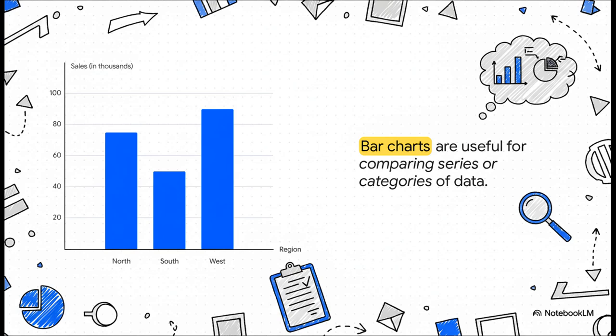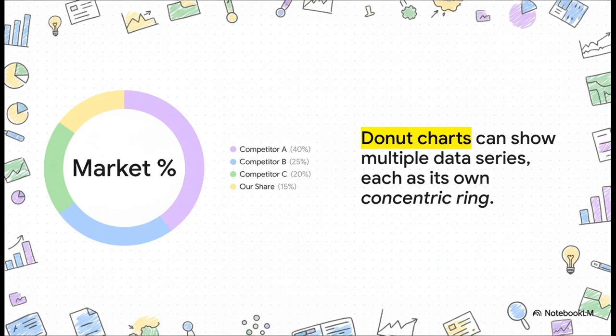You can just glance at a bar chart and know instantly. Each bar is its own category, so that side-by-side comparison is just immediate. Donut charts and their cousin, the pie chart, are all about showing parts of a whole. So if you want to see what percentage of the market your company has compared to competitors, a donut chart is perfect. It gives you that at-a-glance understanding of how the whole pie is divided up.